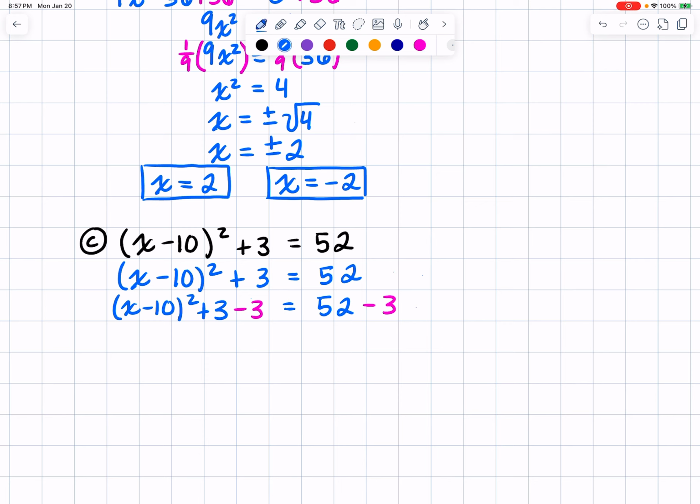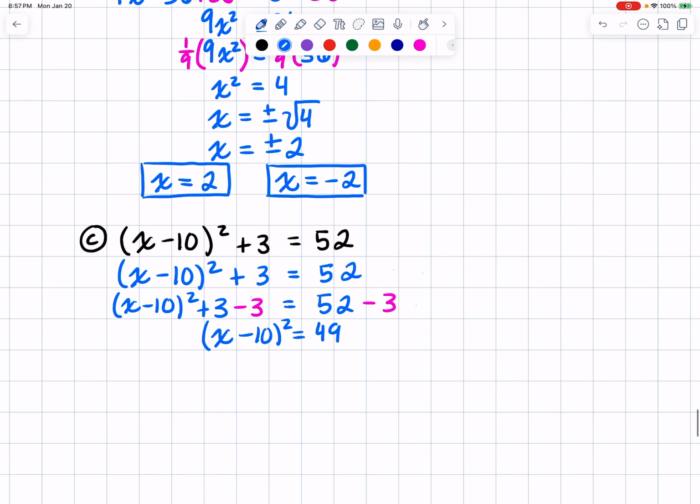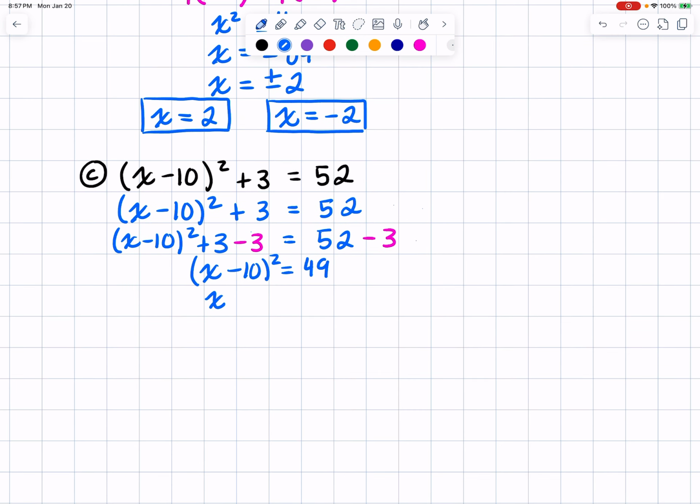On the left-hand side, I'm left with x minus 10 squared equals 52 minus 3, which is 49. So now, instead of having x squared equals a number, we have a quantity squared equals a number, but we can still do the same thing we did before. I'm going to move this over just so our equal signs line up. Instead of just having x equals plus or minus the square root of 49, we have x minus 10 equals plus or minus the square root of 49.